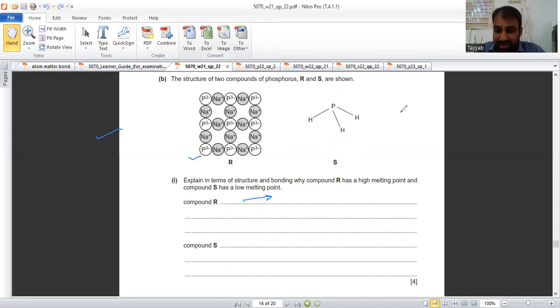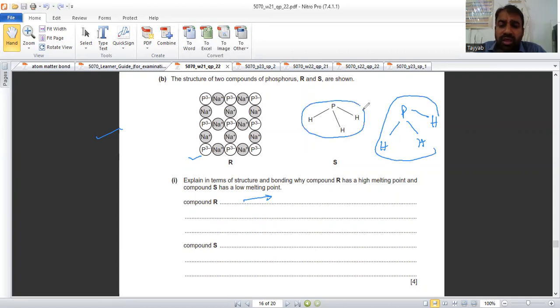Intermolecular forces means P, H, H. Here I have drawn another S molecule. So when we talk about intermolecular forces, it means forces between these molecules, the forces which exist here. Again, the covalent bond is not broken. Covalent bond is also a strong bond. It requires very high temperature to break.